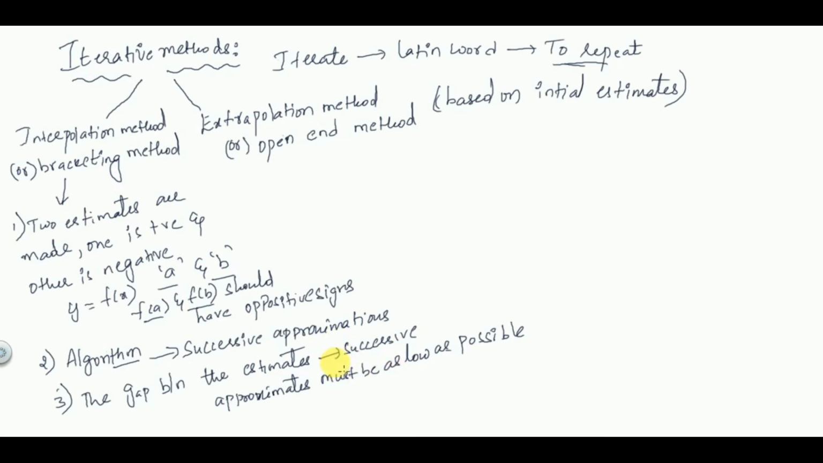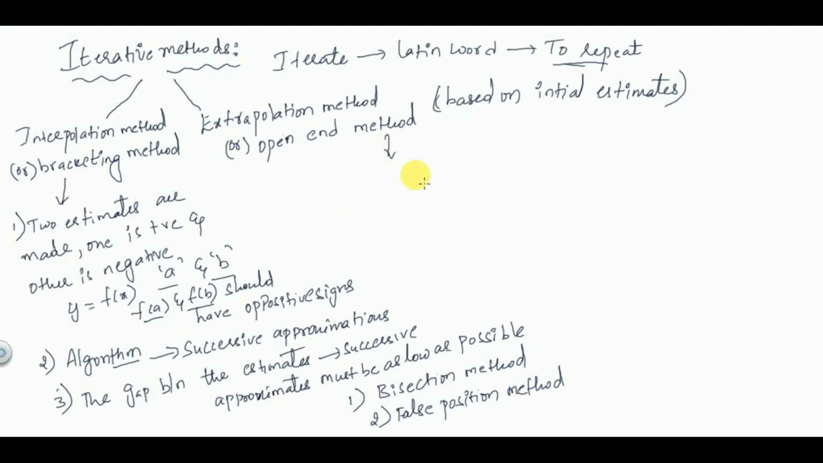The most popular interpolation methods for solving transcendental or algebraic equations are the bisection method and, second, the false position method.